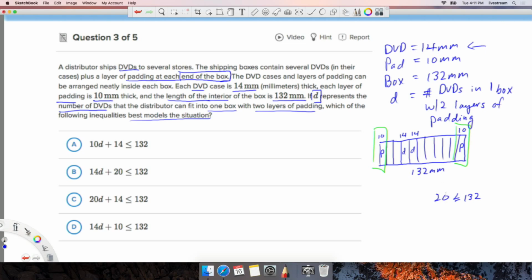And so that is going to be 20. And then within the box, I've got 14 millimeter thick DVDs. And since D represents the number of DVDs, I can write this as 14D plus 20. So 14 millimeters thick per DVD times the number of DVDs plus 20 for the padding should be less than or equal to 132. And so then that is going to be my final answer, B.